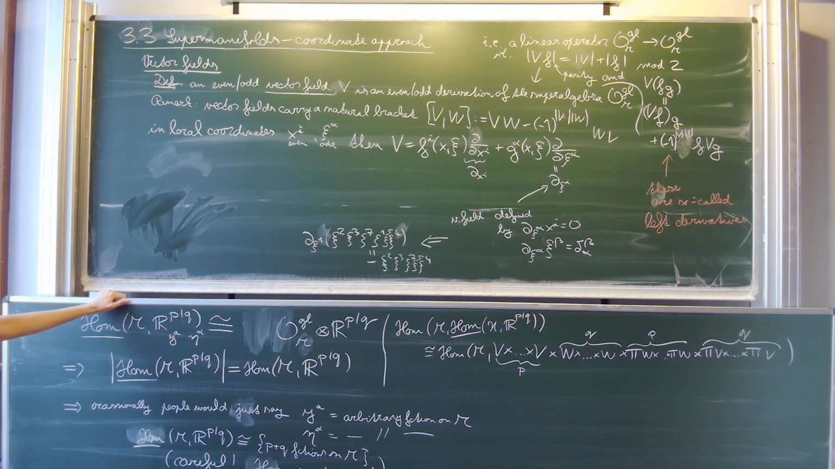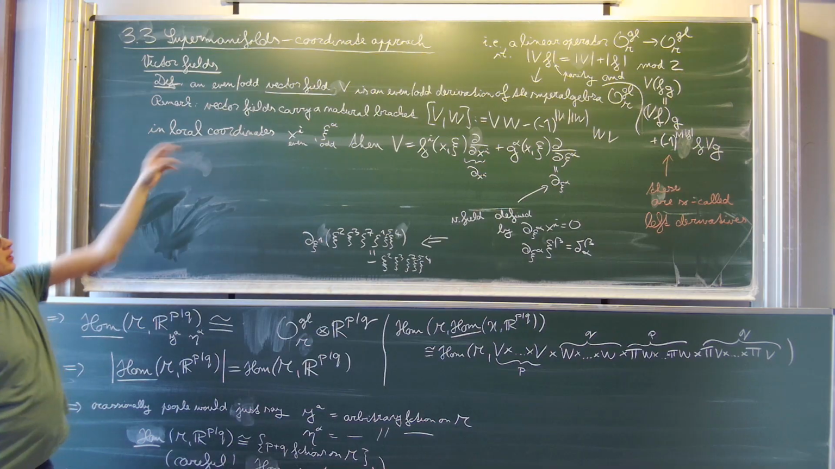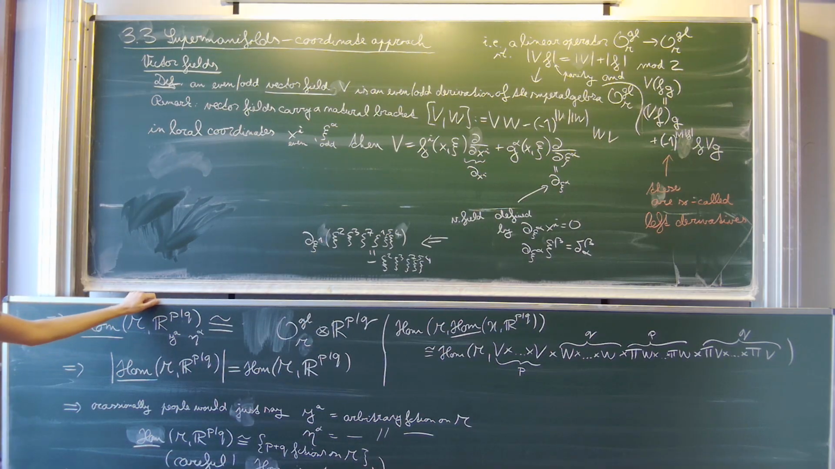But okay, so I could do that. I could just say the general vector field is a direct sum of those. You can say that it is even if f is even and g is odd, and it's odd if it's the other way around. No?